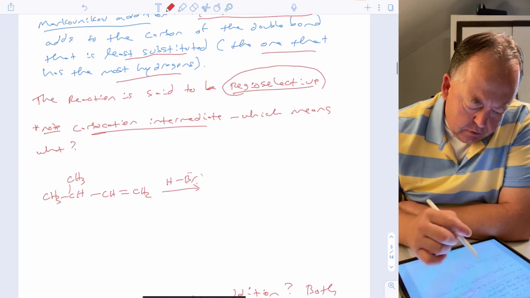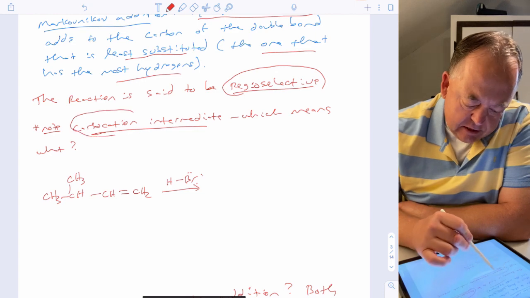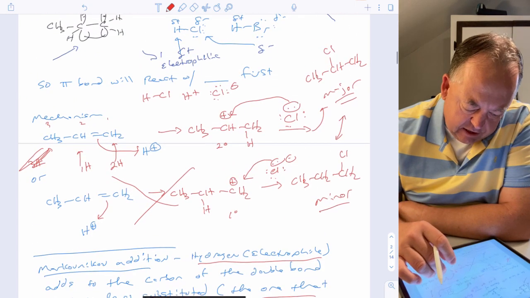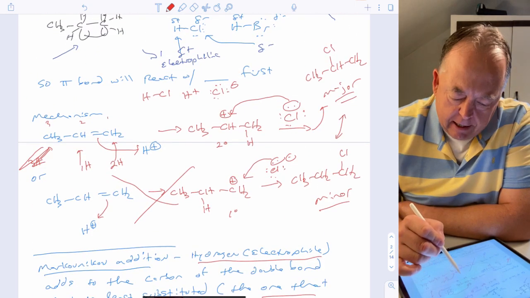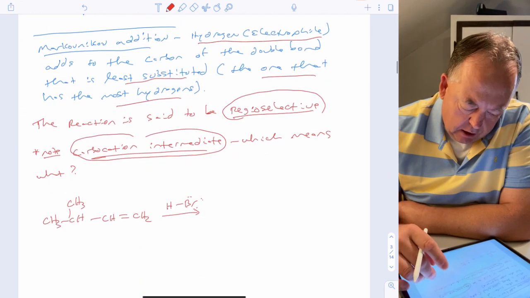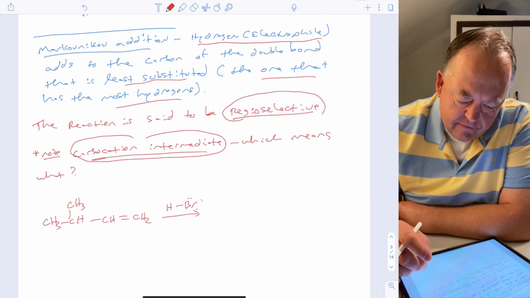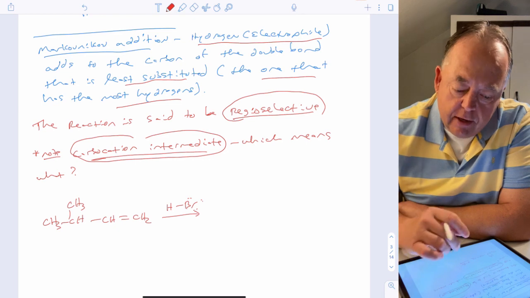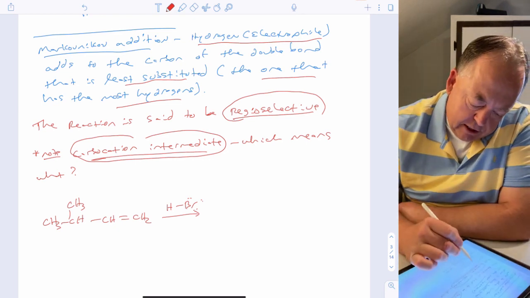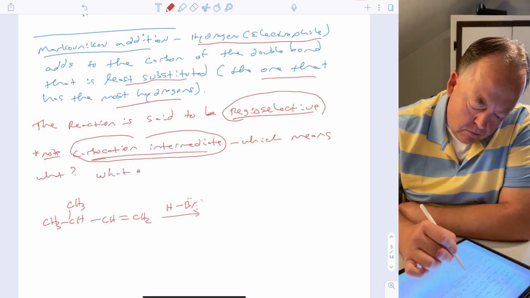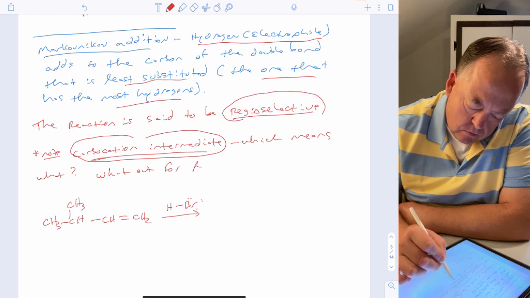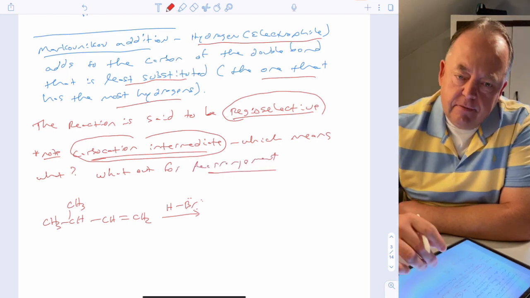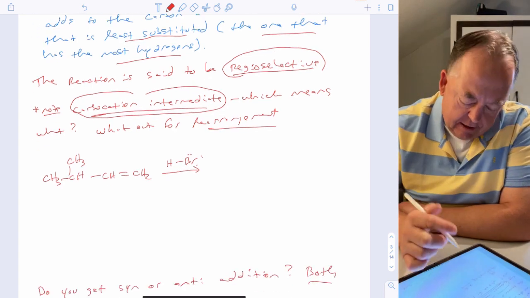And so you should note that a carbocation intermediate is formed. That's the first step in the mechanism, you make a carbocation. And so what does that mean? If you remember, every single time you make a carbocation, what do you have to do? You have to watch out for rearrangement. And so this next problem will illustrate that.